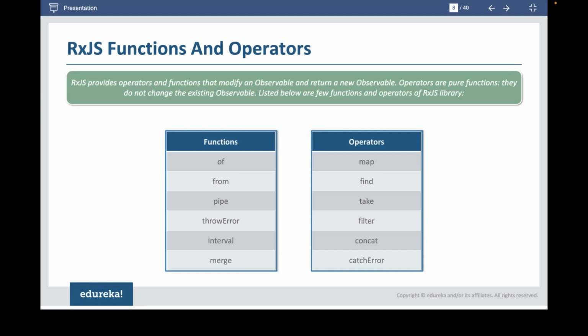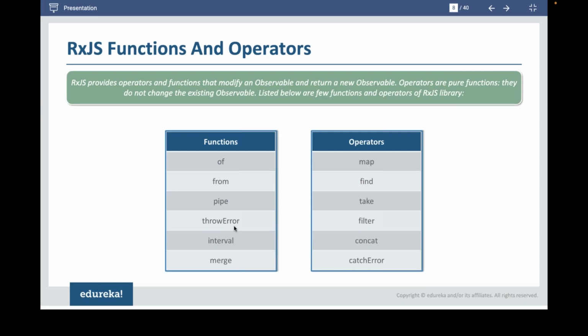So RxJS has methods in it, like functions and operators. Functions over here are for creating observables. If you want to create an observable from some data, you can use the of method or the from method. Then you have the pipe method for shaping the data into a different form. So you're receiving an array and you want to filter some data in the array, you can use the pipe method for it.